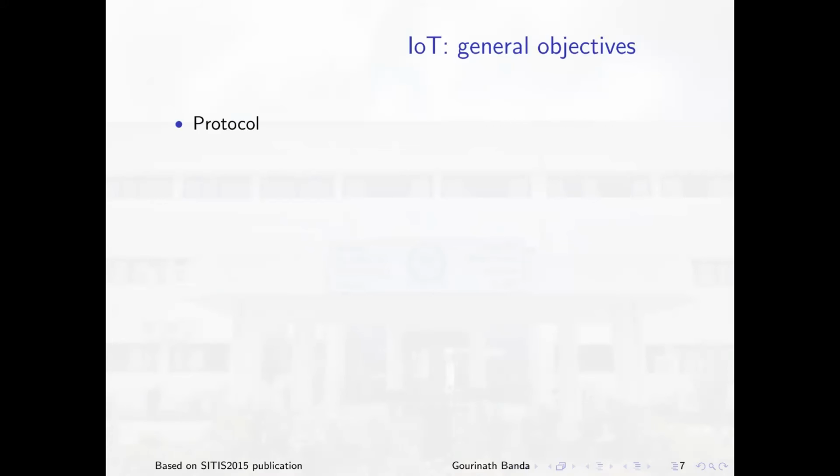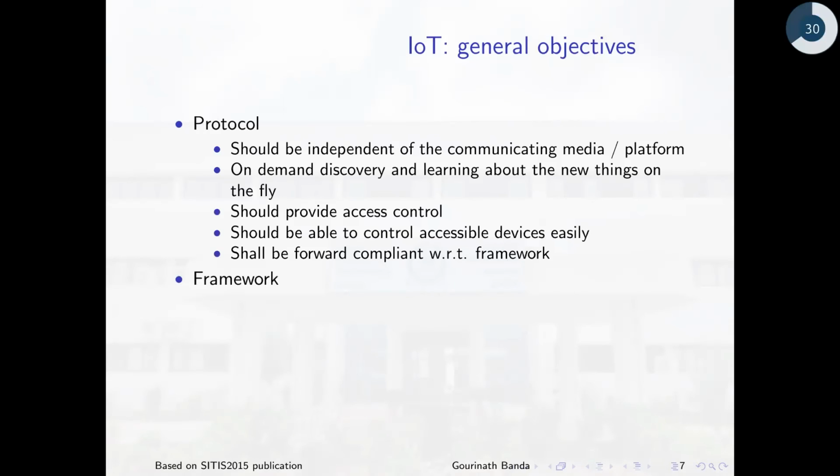To overcome all these things, we have proposed one protocol and an associated framework for the protocol. So the protocol that we have developed satisfies these requirements. It is independent of the communicating media platform, with on-demand discovery and learning about new things on the fly. It will provide access control. It will be able to control accessible devices easily, and it is forward compliant with respect to the framework.